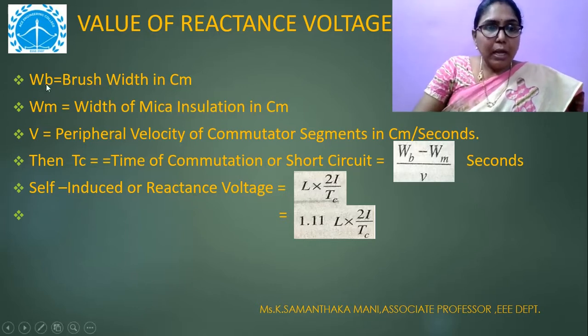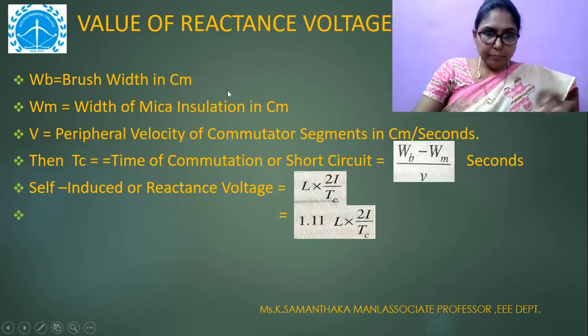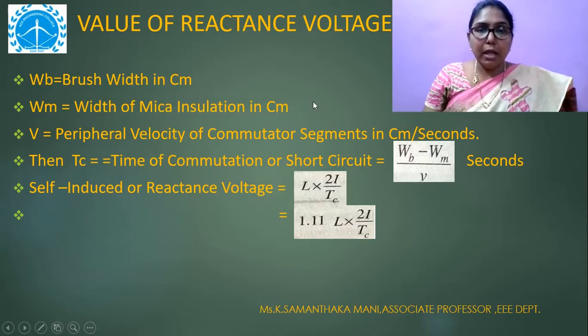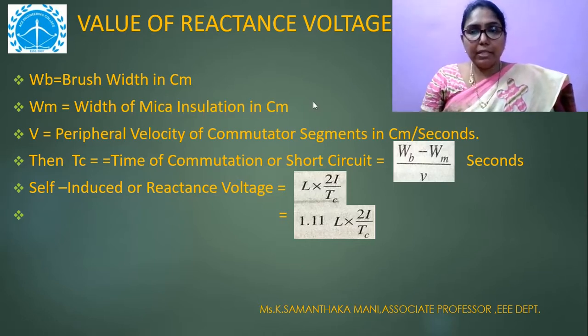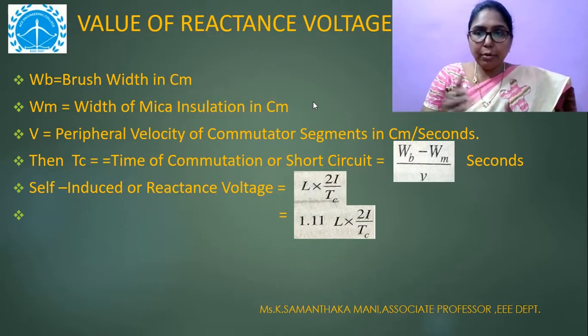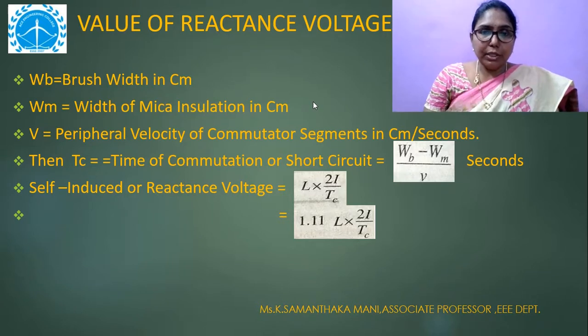Let me assume the width of the brush, where B is a suffix to the W, so WB is the brush width in centimeters, and Wm is the width of the mica insulation in centimeters. As I told you when discussing the construction of the commutator, there are a number of copper segments, and each copper segment is isolated with mica, which is an insulating medium. So from segment to segment, there is a mica sheet acting as the best insulator.